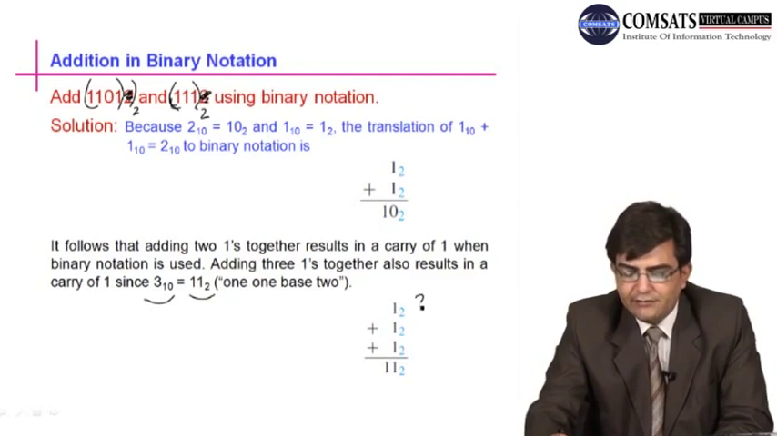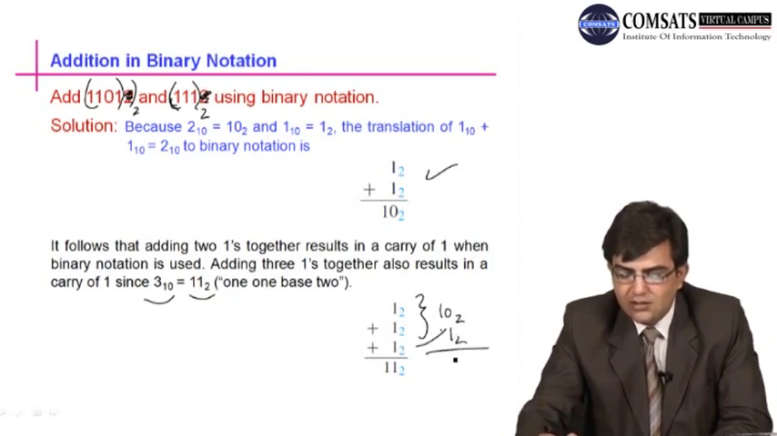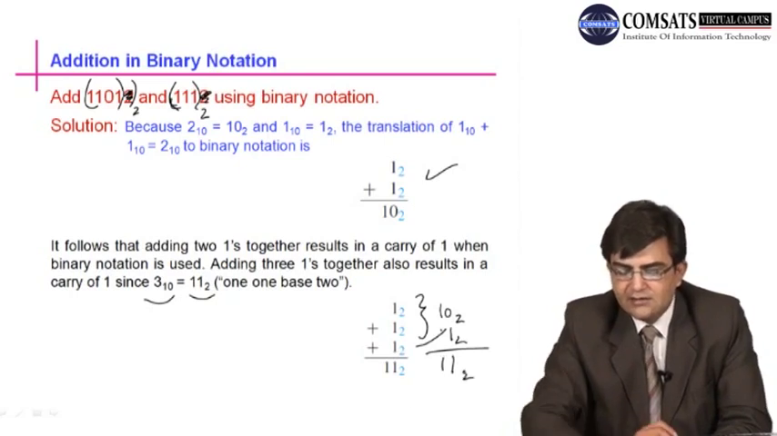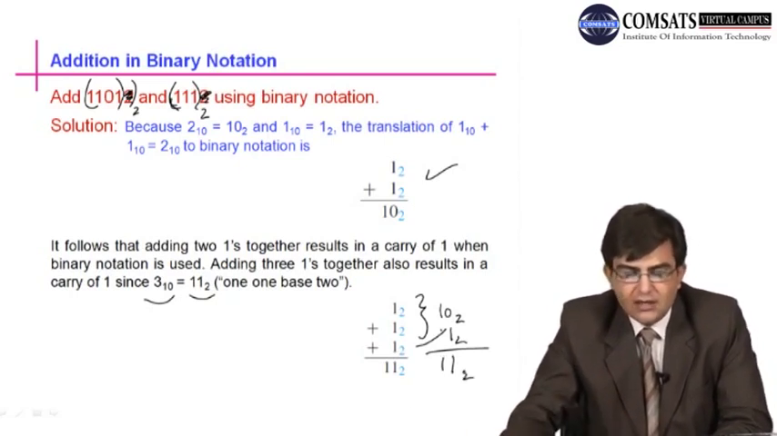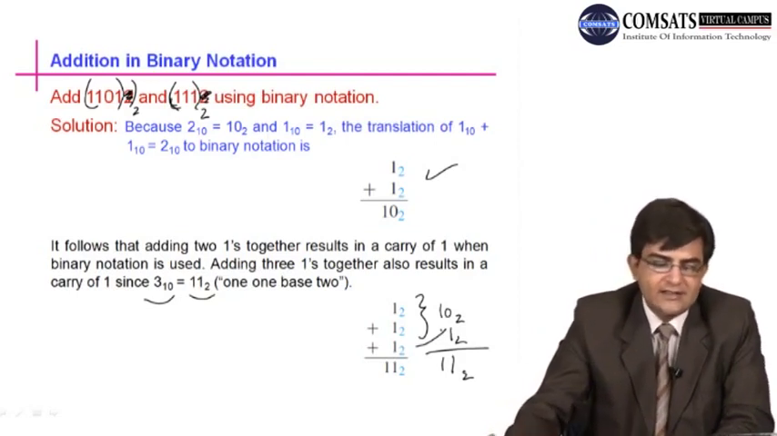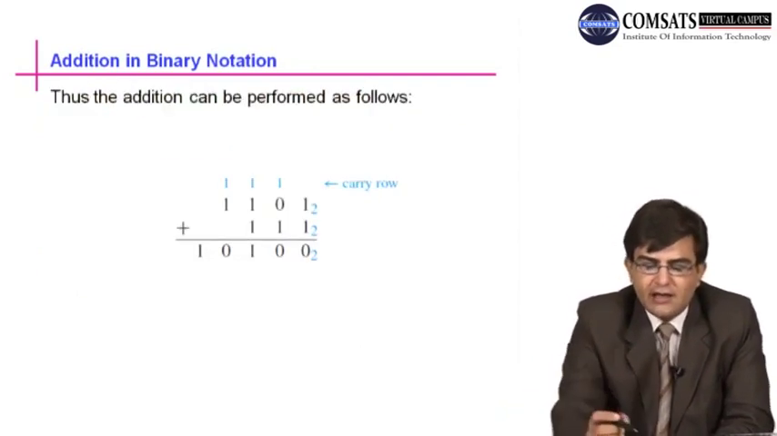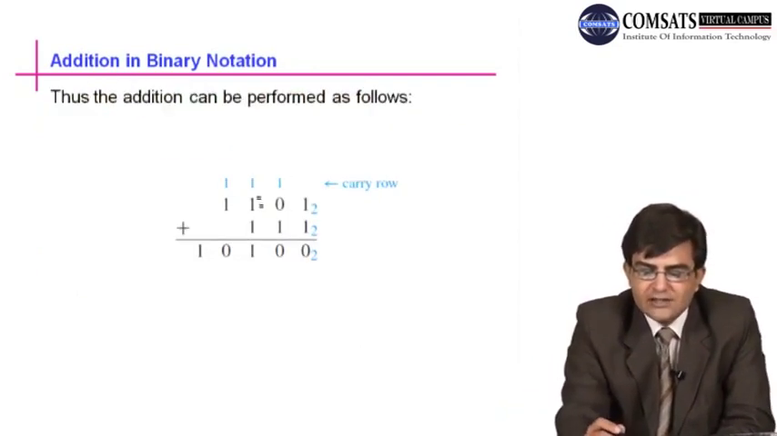Or you can add first these two numbers, 1 base 2 plus 1 base 2 is 10 base 2, and then you can add this number here, 0 plus 1 is 1 and 1 remains 1, this is 11 base 2. So this is how we can add only 2 digits or 3 digits in binary notation. Now let's add these two numbers. Here we have 1101, the first number. The second number is 111.